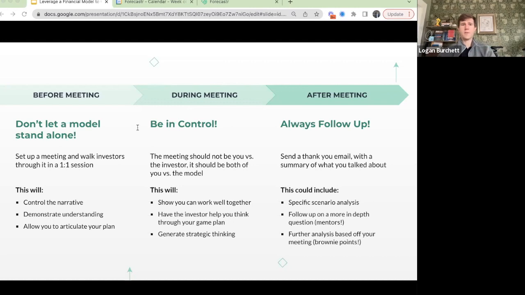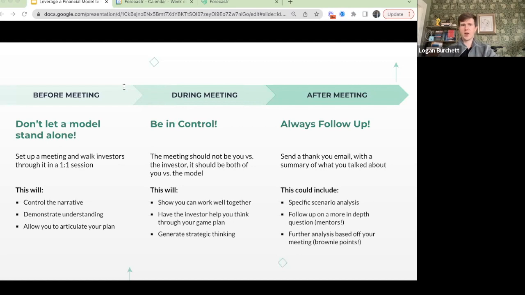And then, after the meeting, just to move along here, follow up, right? Summarize. This is actually one point that surprised me, that a lot of people don't do a good job of. It's just making sure that you follow up, summarize what you talked about, then send a copy of your financial model once you've had the opportunity, because now you've given them context, they understand it.